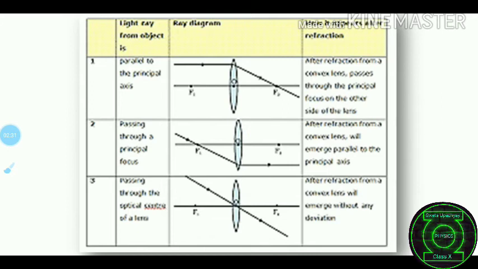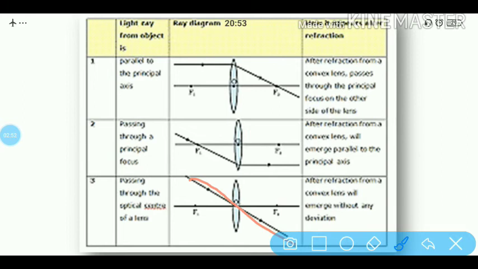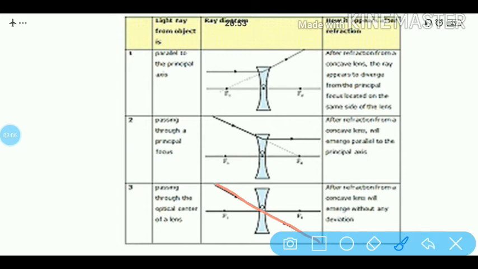Now the first ray, that is a ray of light incident at the optical center O of the lens, passes undeviated through the lens. The ray of light which is passing undeviated from the optical center, see this ray. Similarly, it happens to convex also. This ray, which passes from the optical center, passes undeviated through the lens as shown in the figure for both concave and convex lens.